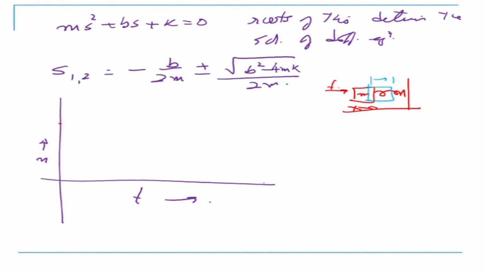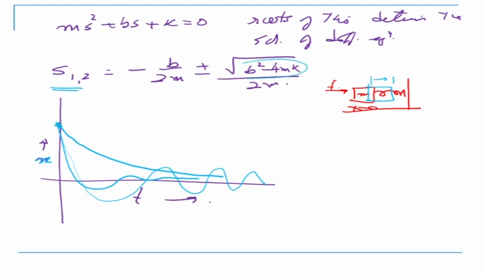How is it going to behave? Whether it will come back like this and stop here, whether it is going to oscillate a little bit and come back here, or it will keep oscillating a lot. This is what we mean by the behavior of the system. How it behaves depends on the roots of this equation, on s1 and s2. Here b squared minus 4mk comes under the square root, so essentially the behavior of the system depends on b squared minus 4mk.